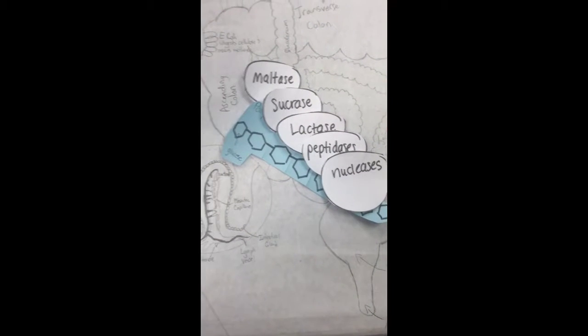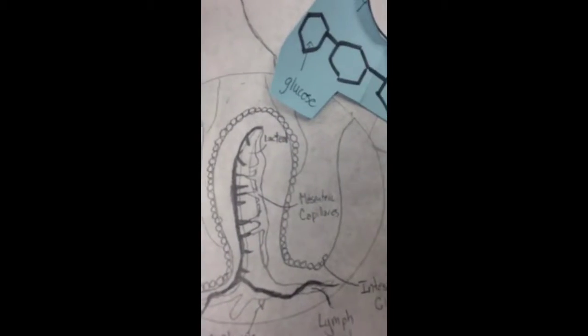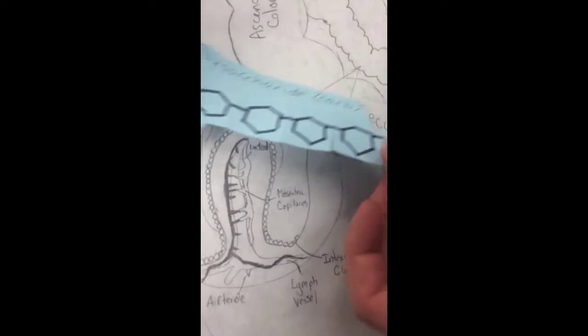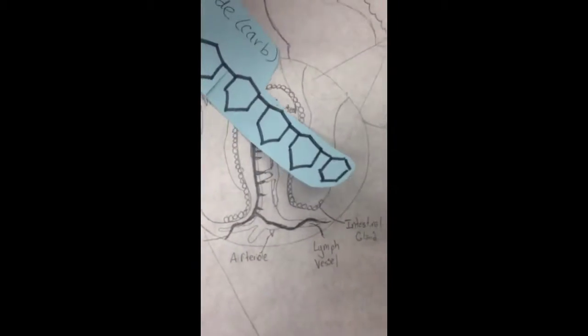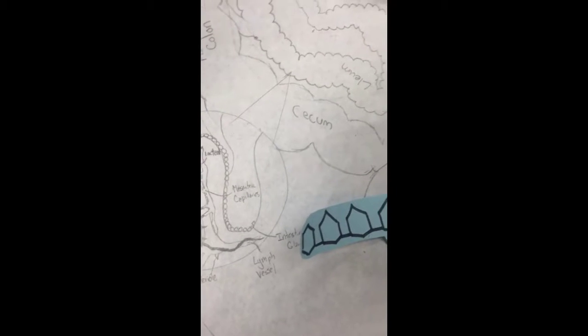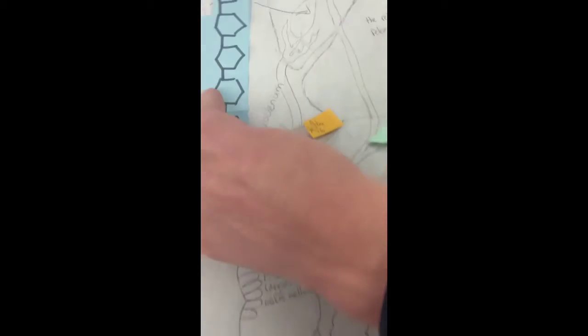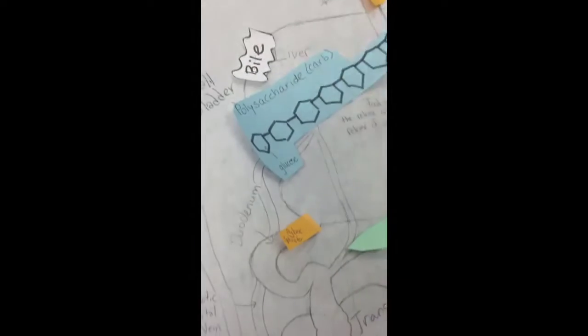And the glucose, fructose, and galactose move into the capillaries of the villi. The capillaries are attached to the hepatic portal vein, which takes the monosaccharides to the liver. The vein to the liver.